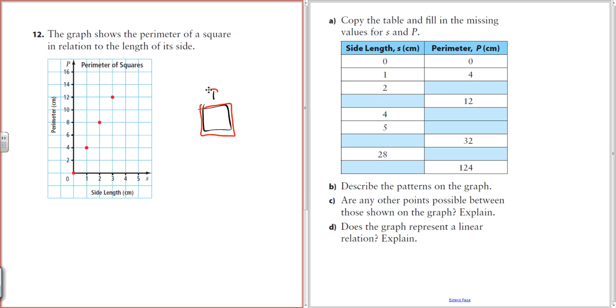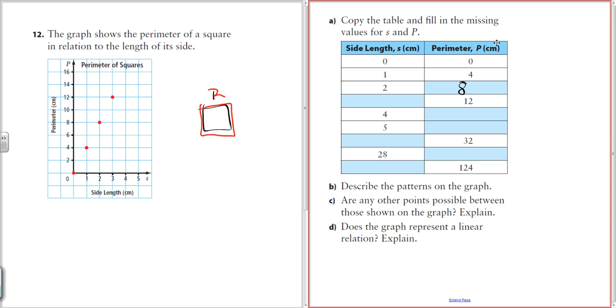Now what if, instead of being 1, the side length was 2? What would the perimeter of that square be? Well, we can count: 2, 4, 6, 8. It's actually 8 centimeters. Now, how do we get that?